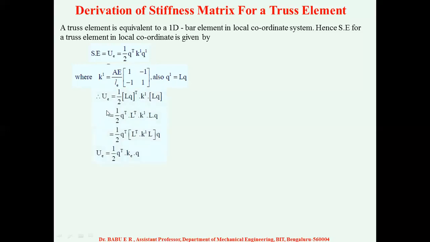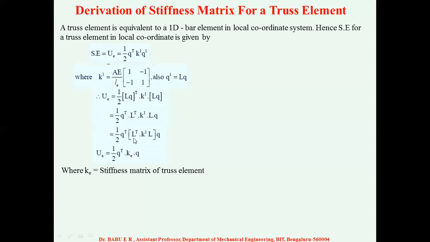So substituting this into the strain energy, which equals half times of Q dash transpose K dash. So Q dash I will write as L into Q. I will apply the transpose. So half times of Q transpose L transpose K dash L into Q. I will rearrange this. So this term I will represent as Ke, which equals half times of Q transpose Ke into Q, where Ke is the stiffness matrix of the truss element.